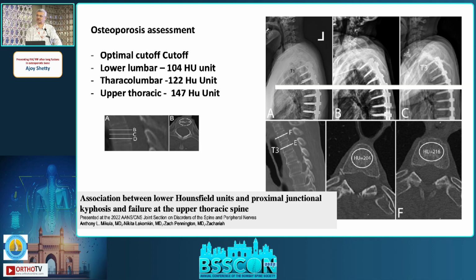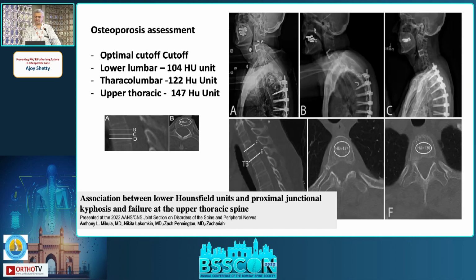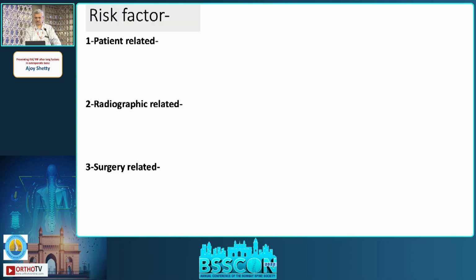However, you can also use a CT scan, because the cutoff of the Hounsfield units varies when you take the lumbar spine, thoracolumbar, and the thoracic spine. Therefore, it moves from 100 to 120 to 147 in the upper thoracic vertebra. Therefore, it helps you to identify where to fix your instrumentation levels also.